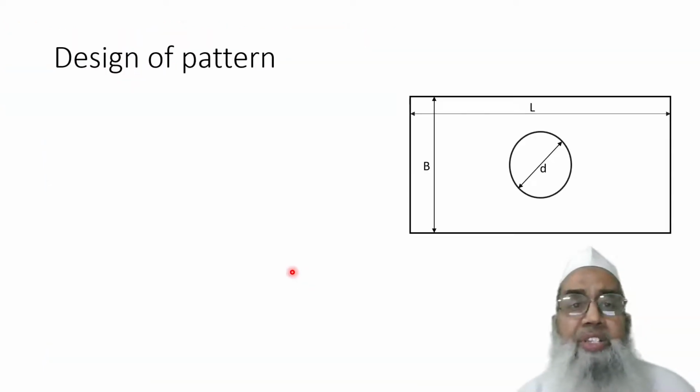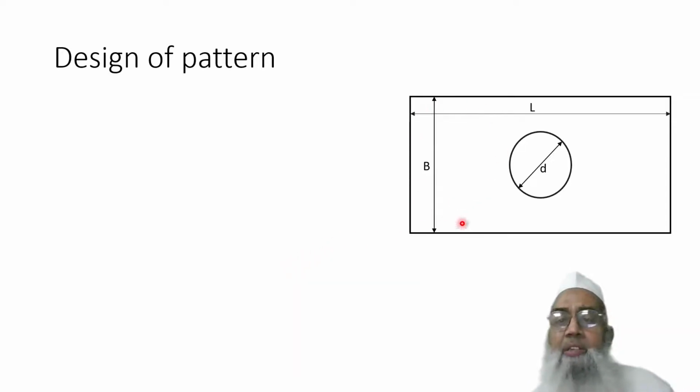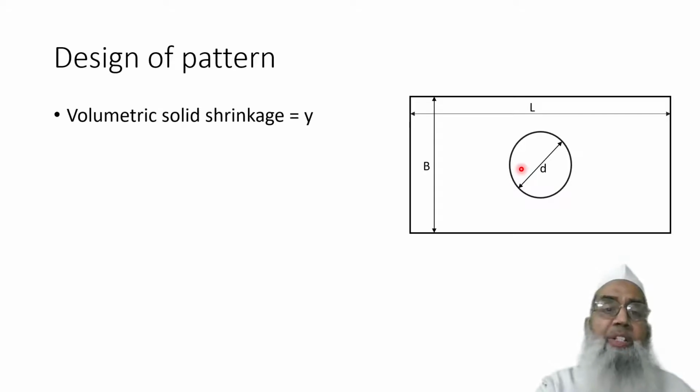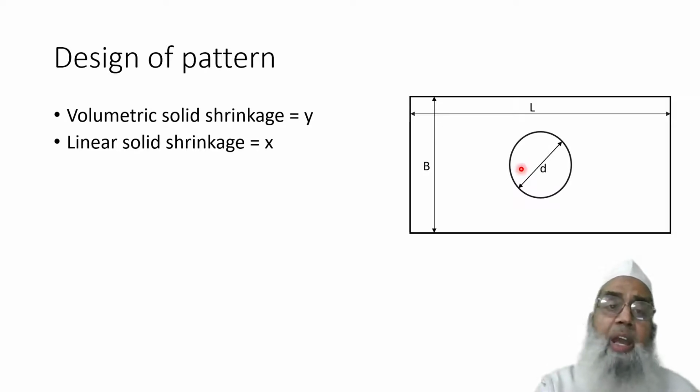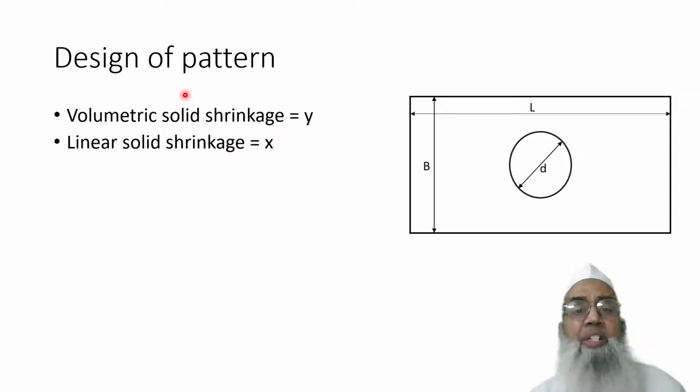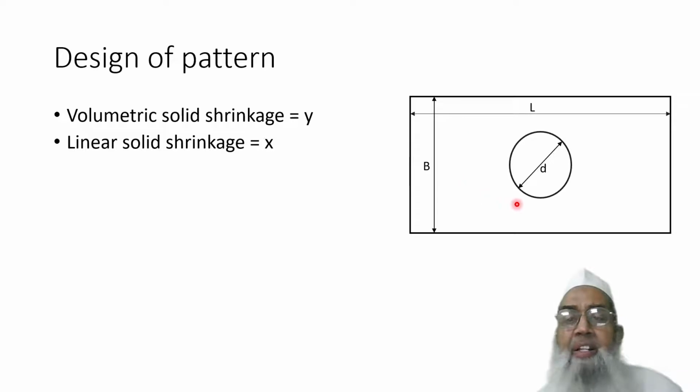Now, let us design a pattern. This is a cuboid, having a length of say L, base of B, and a through hole of diameter D. We know the volumetric solid shrinkage and the liquid shrinkage, but here in the pattern, we are concerned about solid shrinkage. This shrinkage will take place after solidification. That is to be incorporated in the pattern itself.